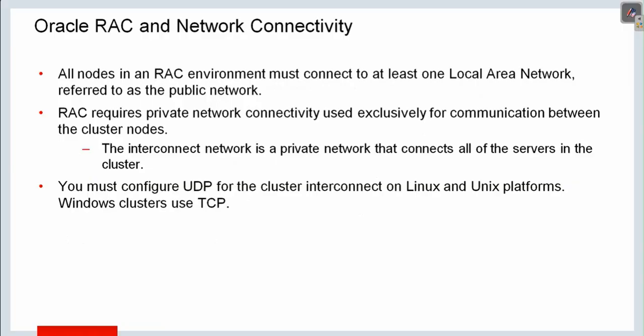What about network connectivity? At the Clusterware level, we learned that the minimum number of network interfaces is 2. One is for public, and the other one is private. At the RAC database level, we also need 2. One for private, one for public. Okay, so your RAC database network requirement is the same as your Clusterware level network requirement, and your RAC instances communicate with each other by using the UDP protocol for Linux and Unix environments. And in the Windows environment, it uses a TCP connection.